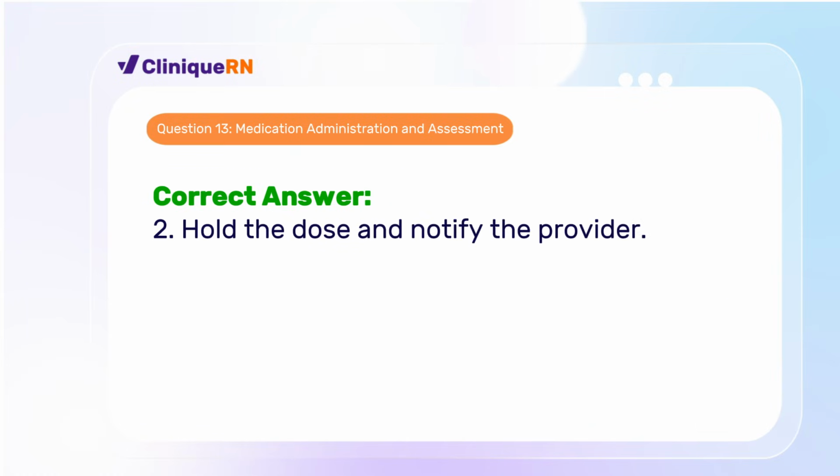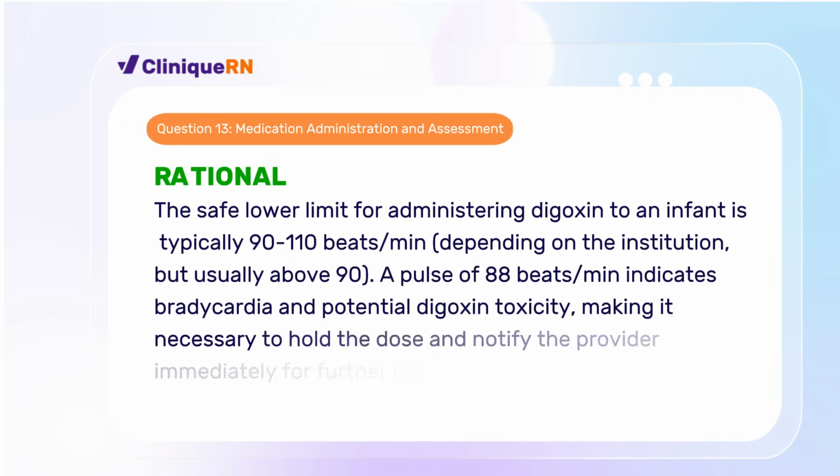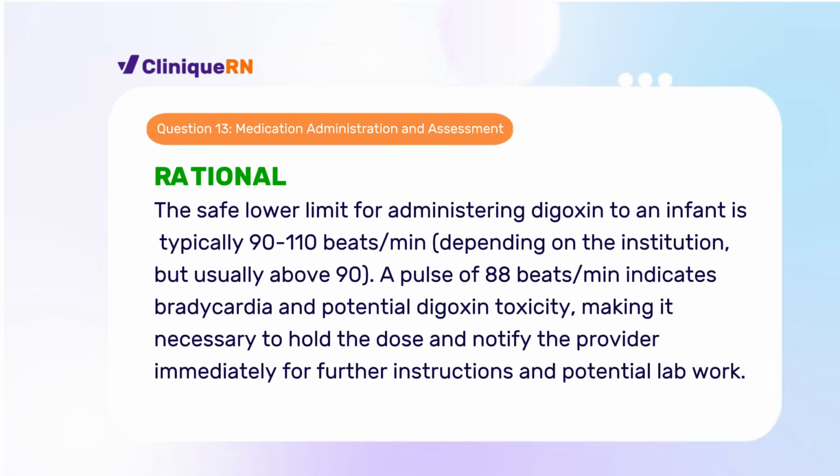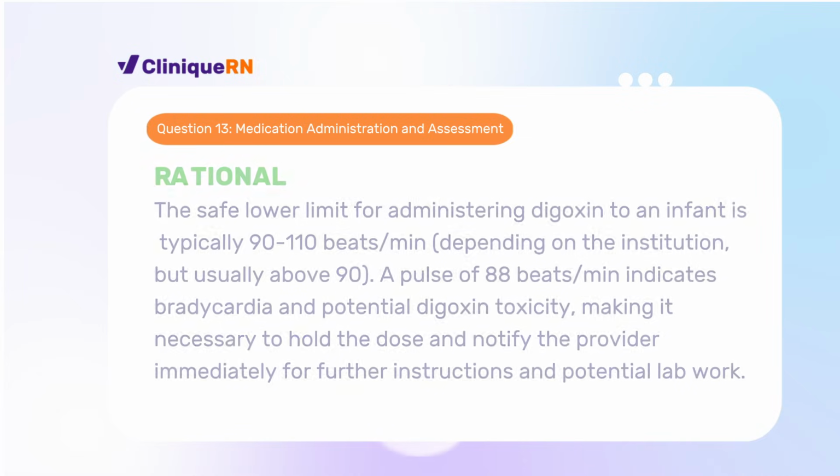The correct answer is 2. Hold the dose and notify the provider. Rationale. The safe lower limit for administering digoxin to an infant is typically 90 to 110 beats per min, depending on the institution, but usually above 90. A pulse of 88 beats per min indicates bradycardia and potential digoxin toxicity, making it necessary to hold the dose and notify the provider immediately for further instructions and potential lab work.